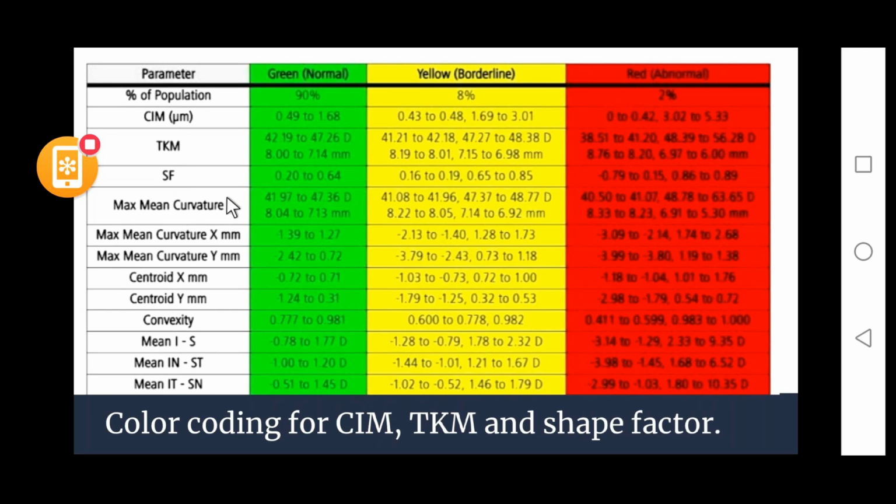Q value is not mentioned over here, except for the Q value, that we will come to at a later stage. But if you can remember the shape factor, then you automatically remember the Q value as well. So suppose the shape factor is going to 0.65 or 0.85 in the plus value, then you start suspecting that this cornea is pretty steep, right?